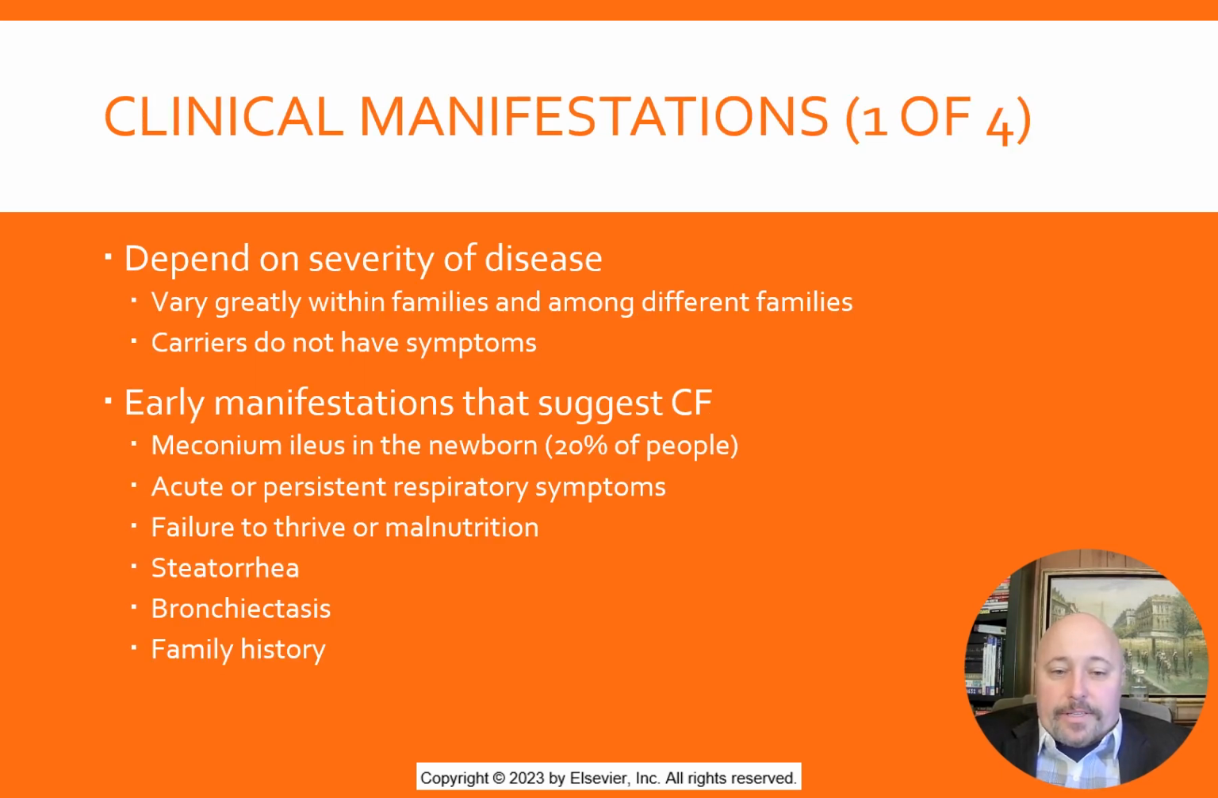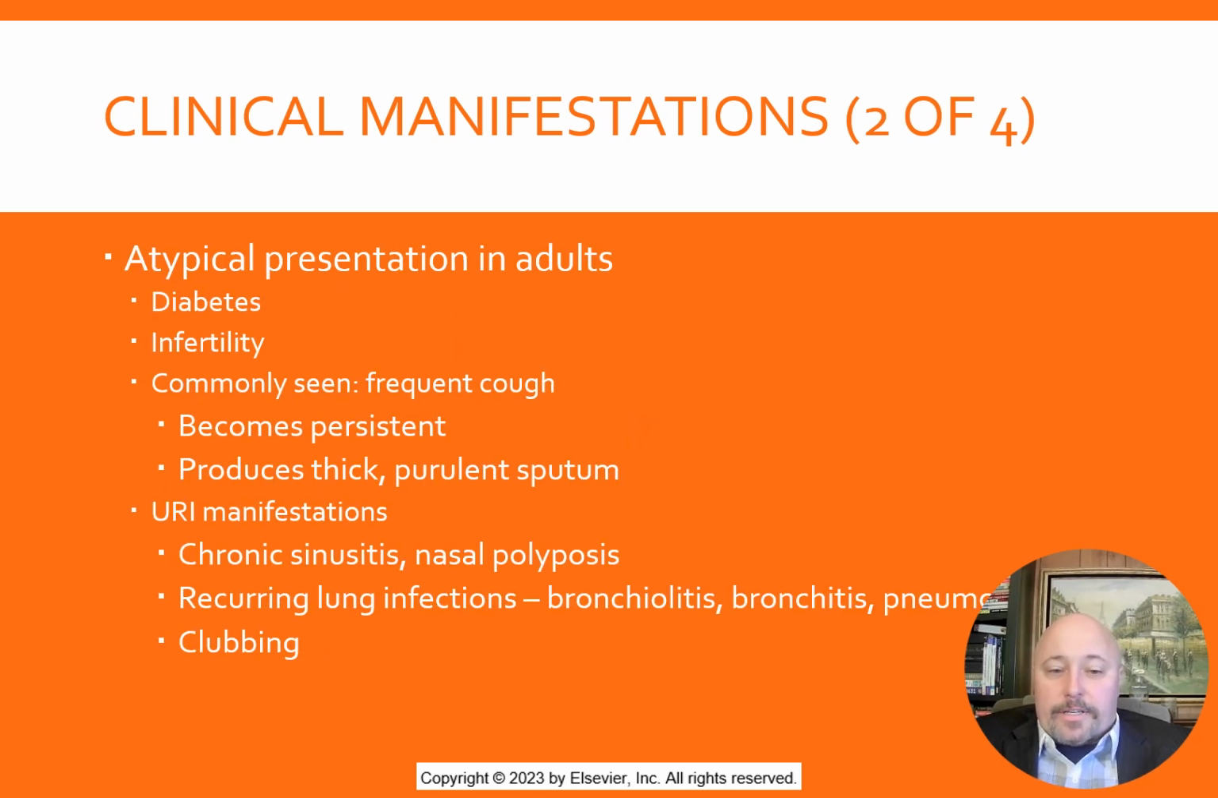Depending on the severity of the disease, it could vary greatly within families and among different families. Carriers do not necessarily have symptoms. Early manifestations that suggest CF include meconium ileus in the newborn, acute or persistent respiratory symptoms, failure to thrive or malnutrition, steatorrhea, bronchiectasis, or family history. An atypical presentation in adults includes diabetes, infertility, and a commonly seen frequent cough that becomes persistent, producing thick, purulent sputum. Other upper respiratory infection manifestations include chronic sinusitis, nasal polyposis, recurring lung infections, and clubbing.